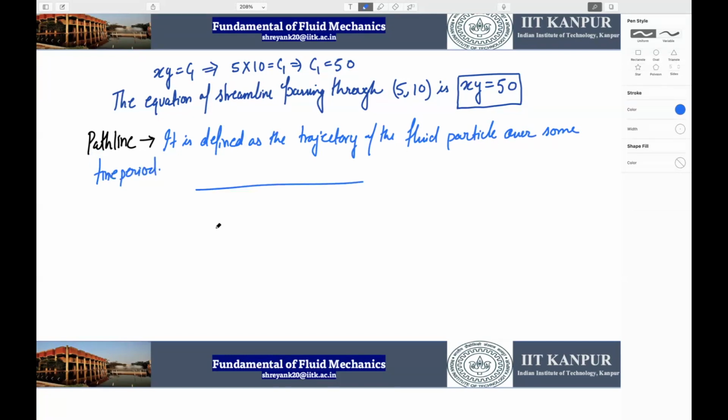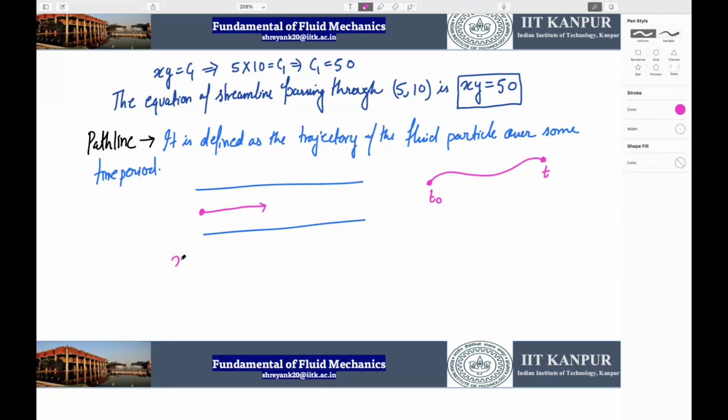For example, if the fluid is flowing in this channel, let's say you put a tracer particle here and it follows some path like this, or in any other disturbed flow where it may follow this path. So the path line is the trajectory of this particle followed over some time. Let's say it is at t naught here, and after some time t, it will be here. Okay.